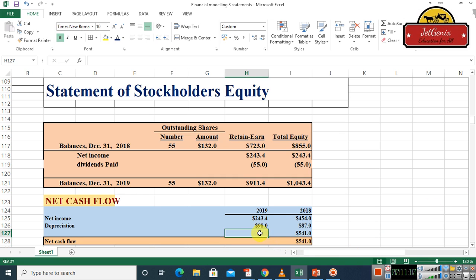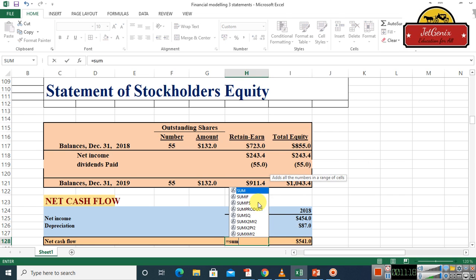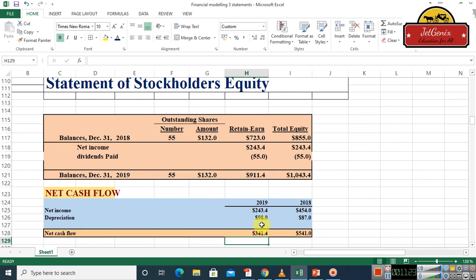oh sorry guys, I calculated wrong somewhere here. And this one is also wrong. I have to calculate it here. Equivalent to SUM, I mean sum both these values and press enter. So 341.4 million is your net cash flow of 2019 and 541 for 2018. So this is the way you are going to calculate the net cash flow. So far we have developed the statement of stockholders' equity and the cash flows. I think it helps and you understood it.